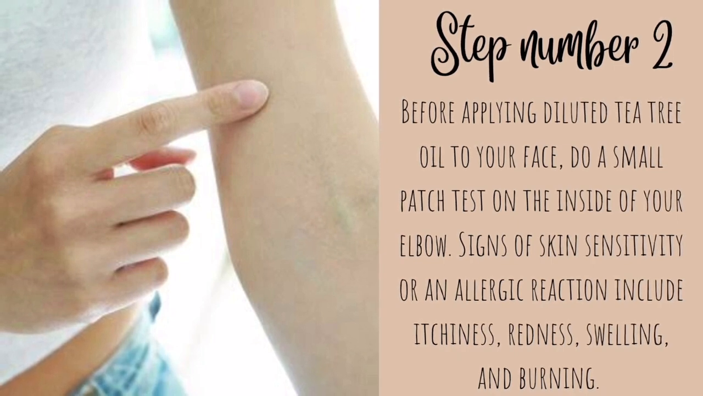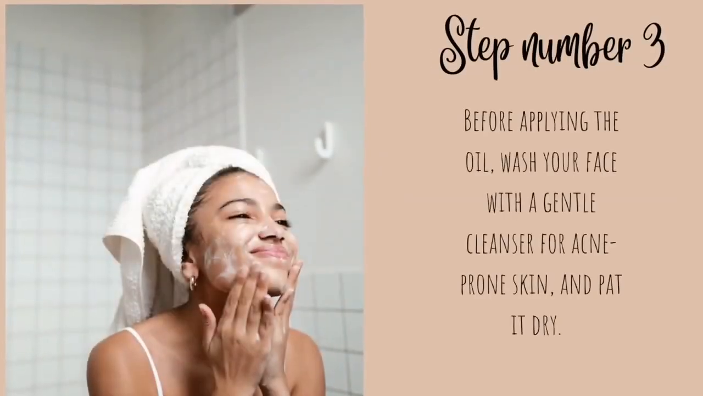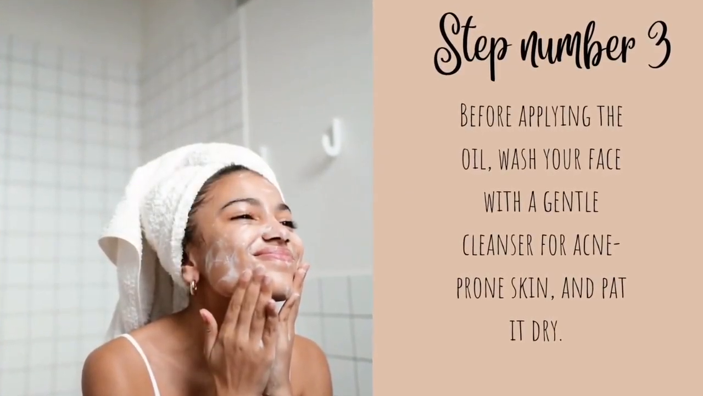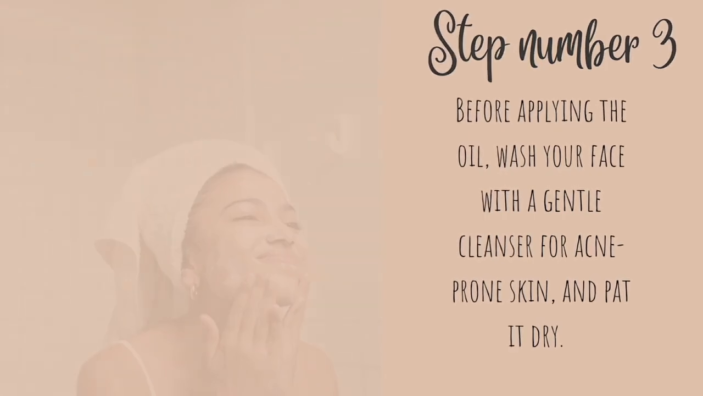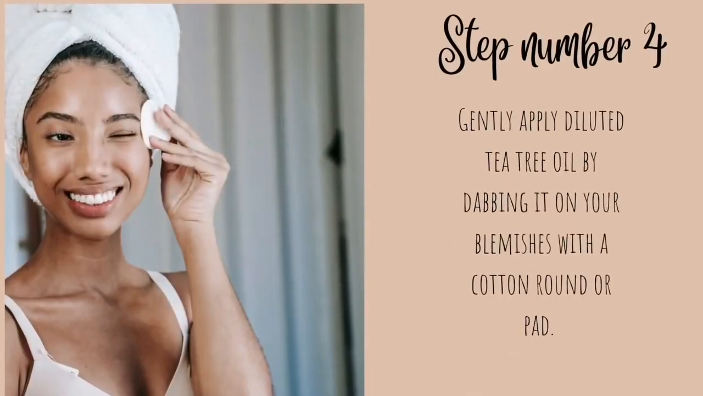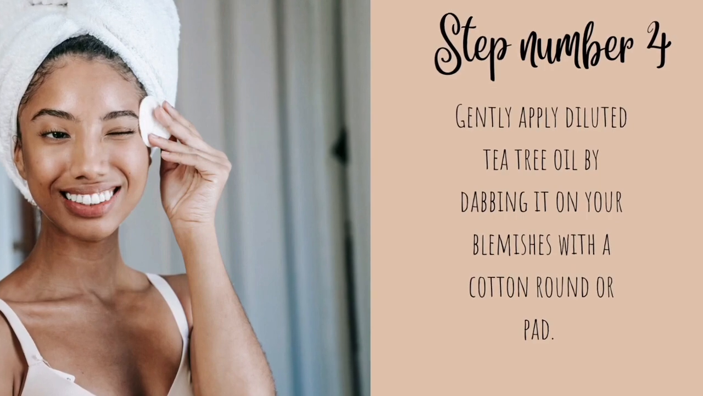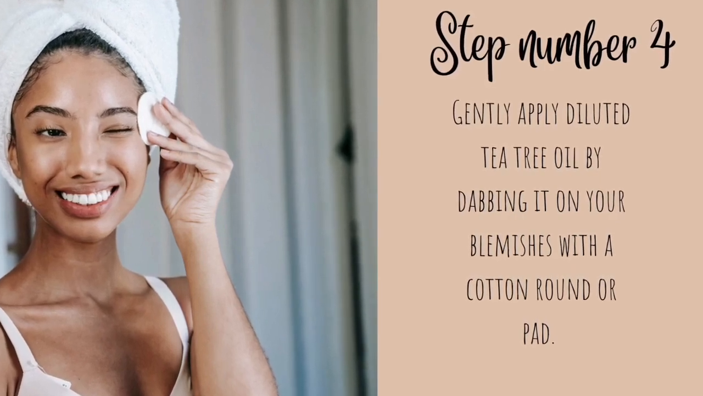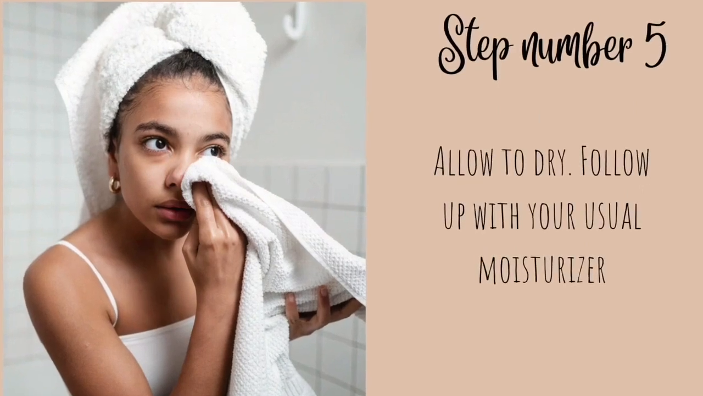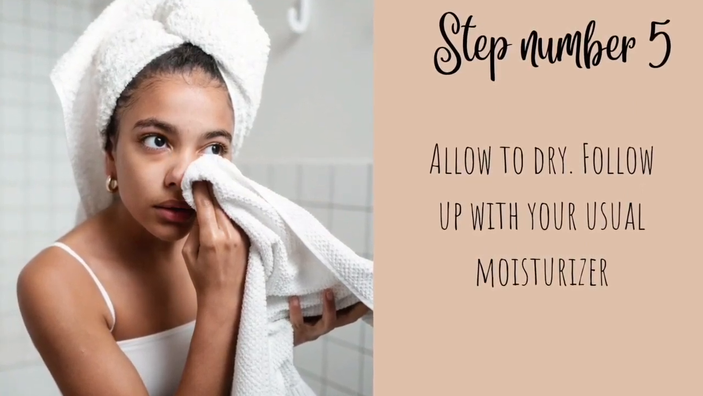Step number 3. Before applying the oil, wash your face with a gentle cleanser for acne-prone skin, and pat it dry. Step number 4. Gently apply diluted tea tree oil by dabbing it on your blemishes with a cotton round or pad. Step number 5. Allow to dry. Follow up with your usual moisturizer. Repeat this process 2 times a day.